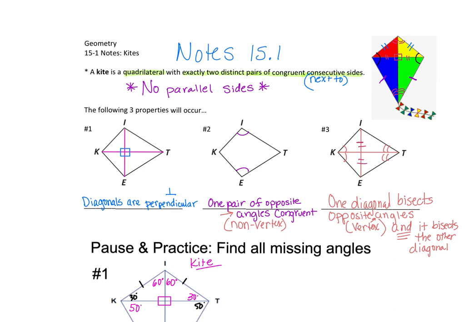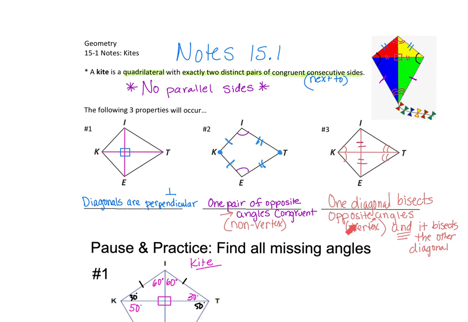When you have a kite, you have three properties that will occur. The first is that the diagonals are perpendicular. The next is that you have one pair of opposite angles that are congruent, non-vertex angles. So as you look at these angles, the ones that are between the congruent sides are the vertex angles. The non-vertex angles are congruent, opposite.